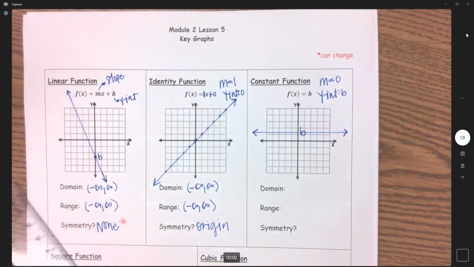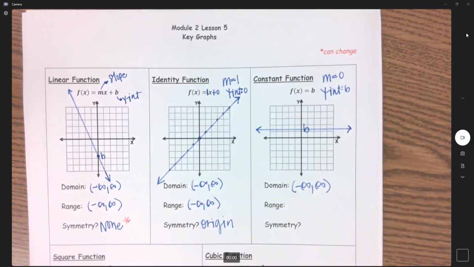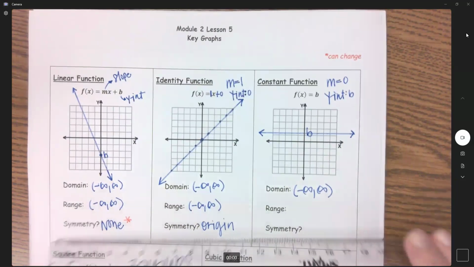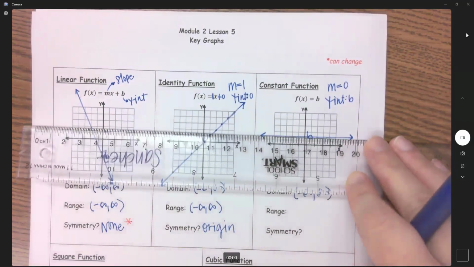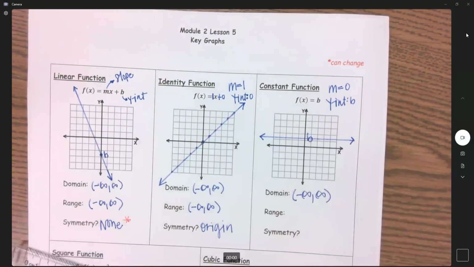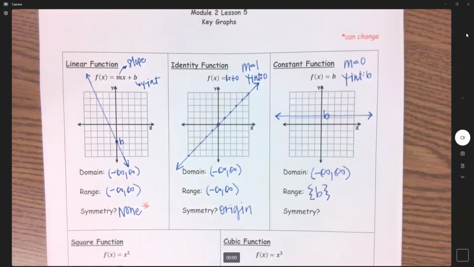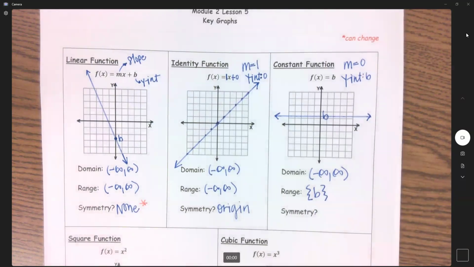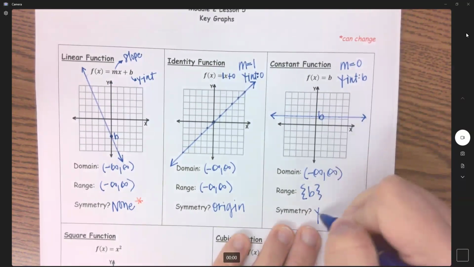So my domain is from negative infinity to infinity. But my range is going to be different this time. My range, as I go from the bottom to the top, the only y value I have is whatever my b is. So my range is those squiggly brackets with b. So again, if that was y equals 1.5, then my range would simply be 1.5. And then your symmetry is going to be y-axis symmetry.